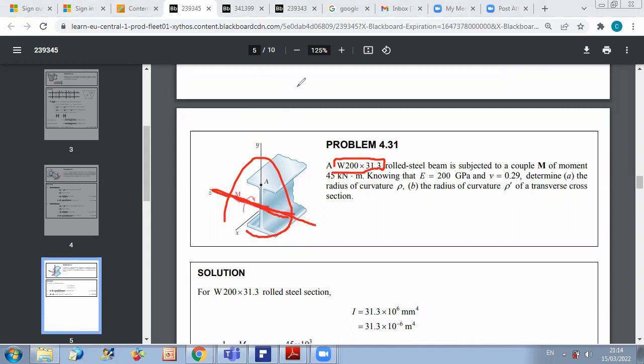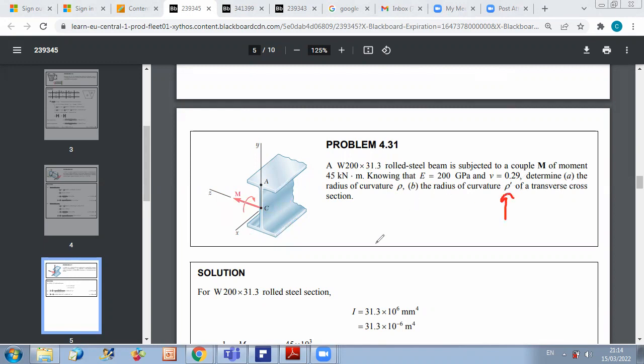Okay, so you know that the modulus of elasticity of the material is 200 gigapascal. The Poisson ratio is 0.29. You want to determine what is the radius of curvature of this beam, and what is the radius of curvature rho prime of a transverse cross section.